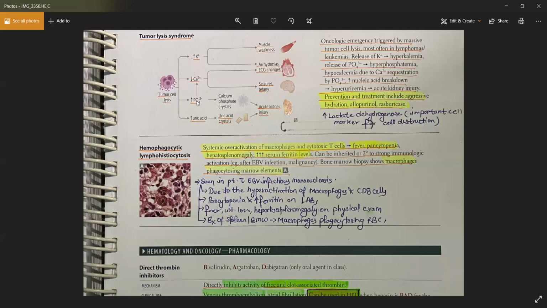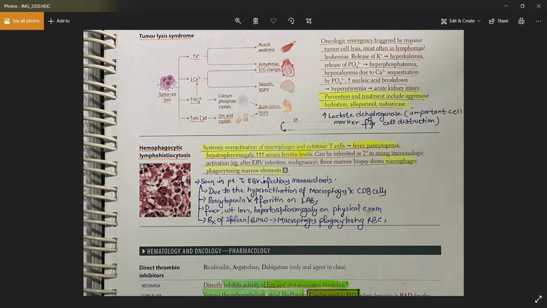With the high level of phosphate, it will form calcium phosphate crystals that can cause kidney stones. Okay, with the high uric acid levels, they can also cause uric acid stones. And apart from that, you will also have a high level of LDH, because LDH is the marker of cellular destruction. So a high level of LDH, high level of uric acid, high level of phosphate, high level of potassium, and a low level of calcium. This is known as the tumor lysis syndrome.